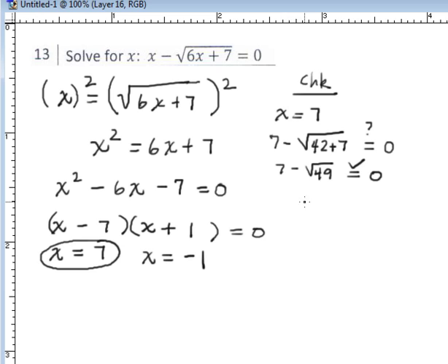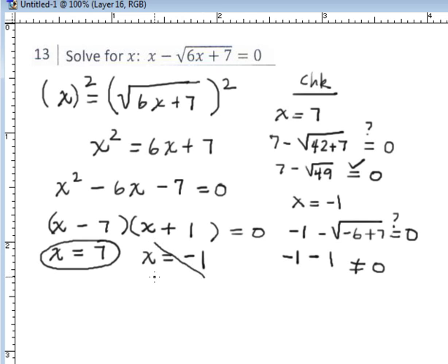Let's check x equals minus 1. So here, substituting in, we have minus 1, subtract the square root of 6 times minus 1, that's minus 6, plus 7. And is that equal to 0? That's minus 1 minus the square root of 1, which is 1, is minus 2. That is not equal to 0. So this solution is not valid. So we have one valid solution.